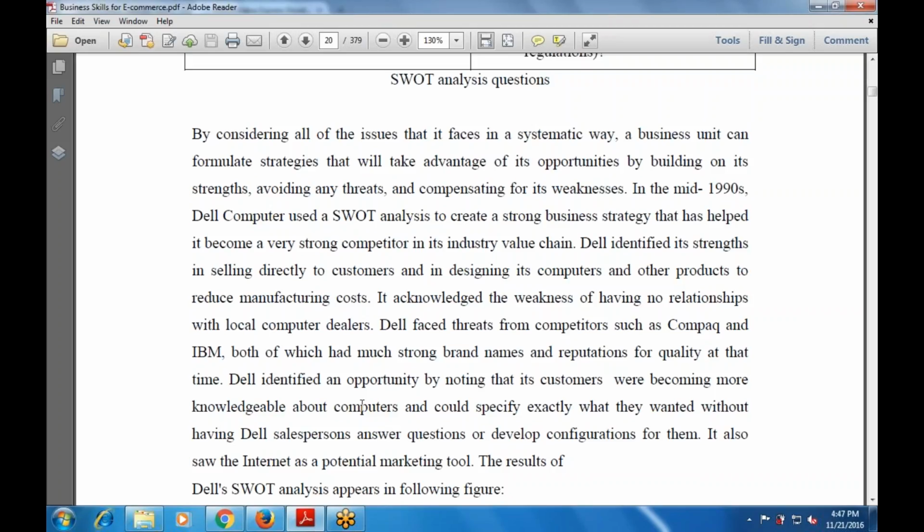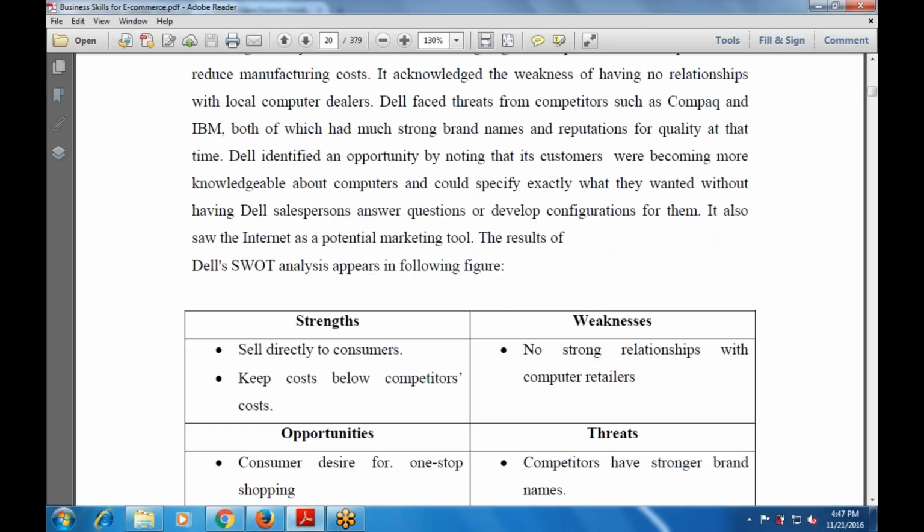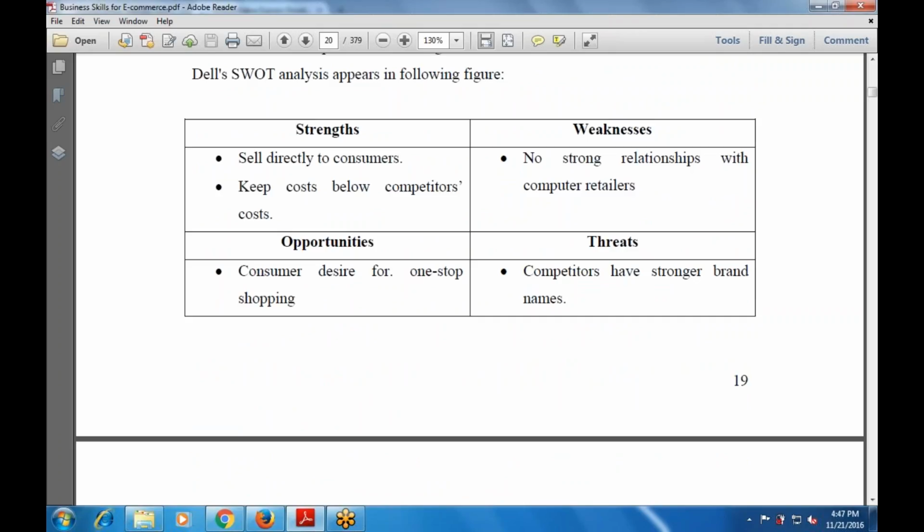Now, Dell is identified as having a strength in selling directly to the customers and designing its computers and products to reduce the manufacturing cost. When you talk about the strengths and weaknesses of the Dell company, selling directly to the customer is a strength. The next strength is keeping the cost below the competitors' cost. The weakness is no strong relationship with the computer retailers. The opportunity is consumer desire for one-stop shopping. The threat is that competitors have a strong brand name, which is also one of the threats.